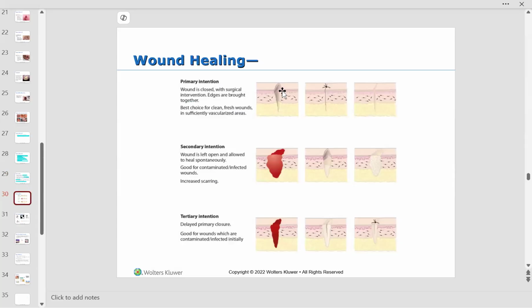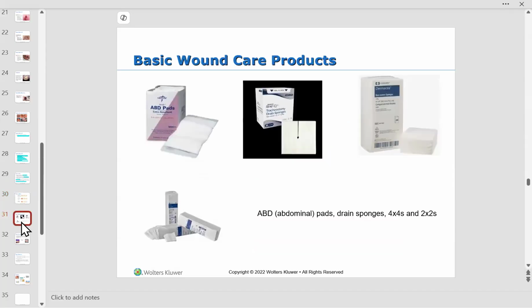You've got this wound where we can bring the edges together and suture it, right? Secondary, we got to leave it open. It's got to heal from the bottom up. Tertiary, well, maybe it's infected or it's dehisced. We have to let it heal for a while. And then once it gets smaller, we can suture it. That's the slowest.